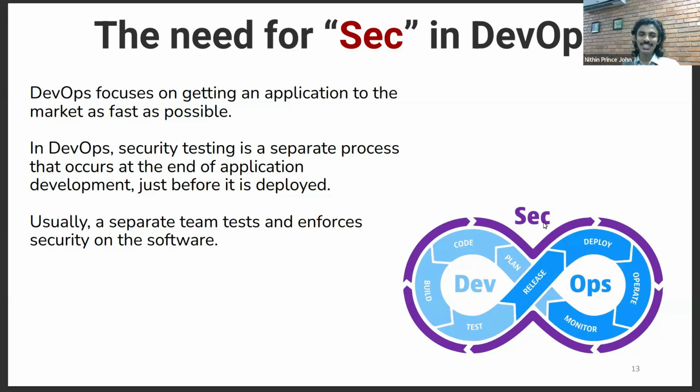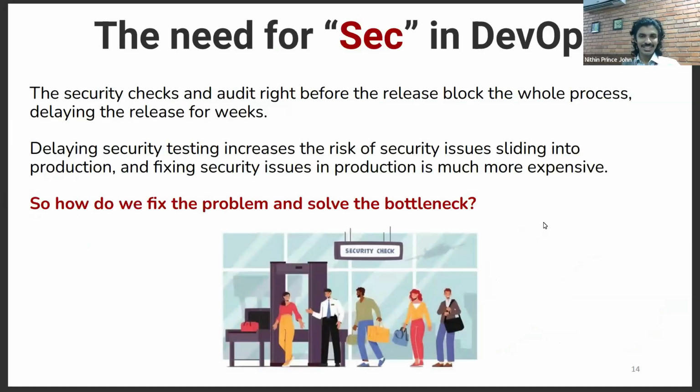And for doing that security testing, we may be having a separate team for that. We may be having a separate security testing team for doing this kind of security testing, right? So this is a separate thing in DevOps, this security, right? So what are the problems that we are facing if we are doing it like this? These security checks or audits right before the release, that means the security audits that happen in the pre-production server, will block the whole process and delay the releases for weeks. So if we are delaying the releases, that means we are creating a bottleneck, right? We are creating the bottleneck.